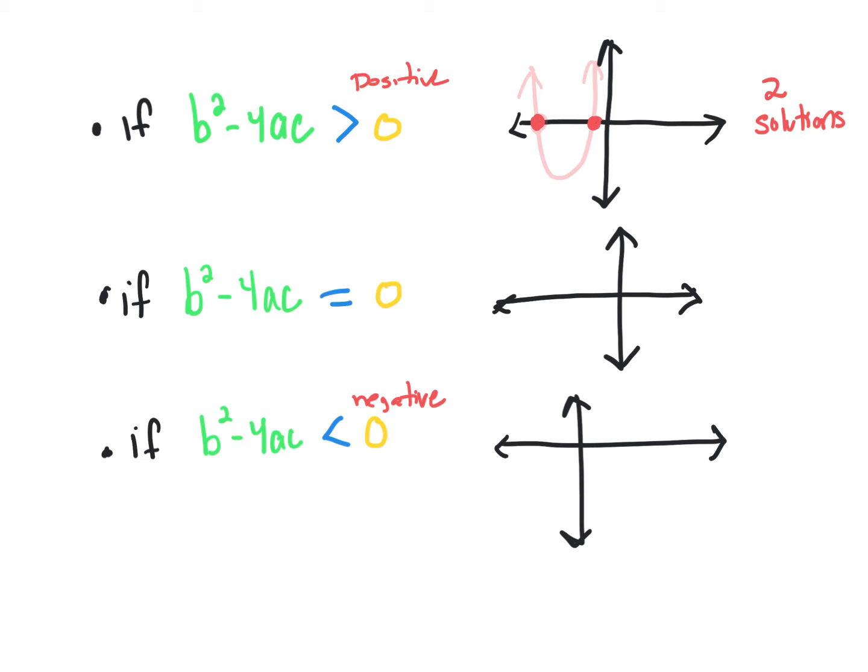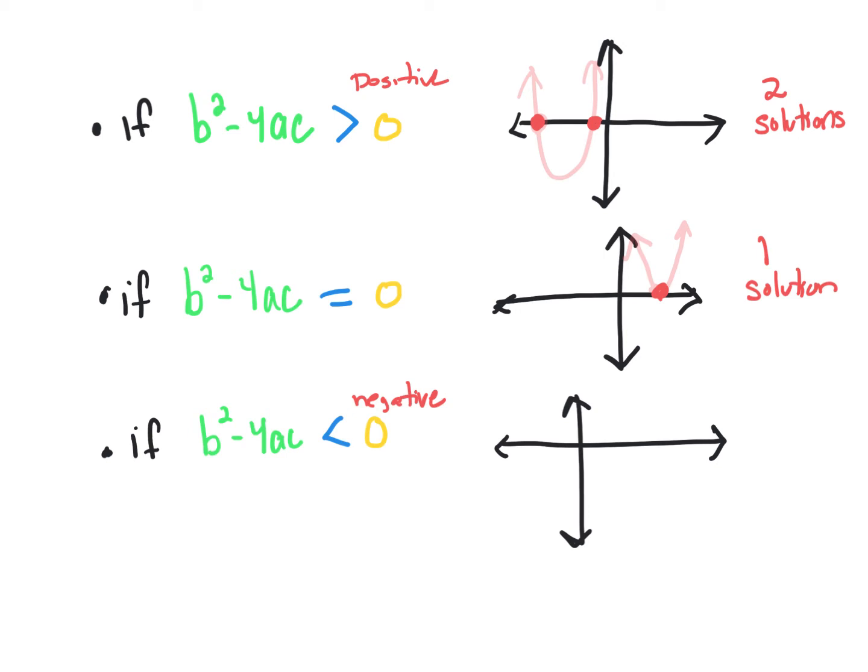Okay. Now, let's look at the next possible. If we calculate the discriminant and it comes out to 0, what that tells us is that there is only one solution. Now, the discriminant doesn't tell us what exactly that solution is, but it does give us an idea of what the graph looks like. So what that tells us is that there will only be one place where that parabola touches the x-axis.